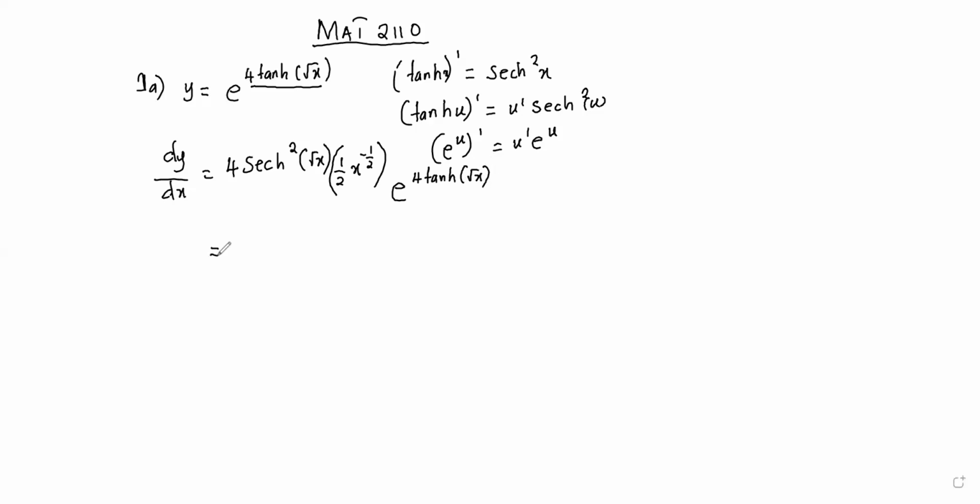So you write it properly now. This 2 divides into the 4. The 4 becomes 2. And then hyperbolic sec squared of root x over root x, since x to the power negative half is the root x in the denominator there. And then e to the 4 hyperbolic tan of the root of x, like that. Okay. So that's a bit easy there.